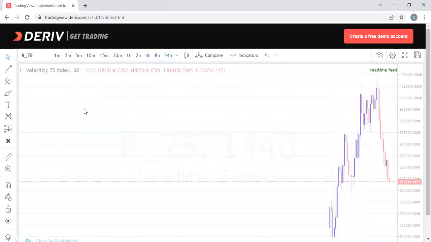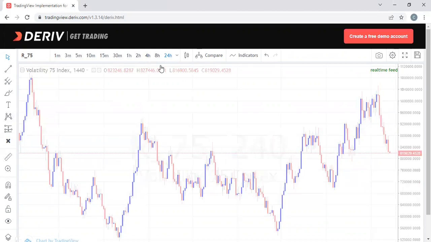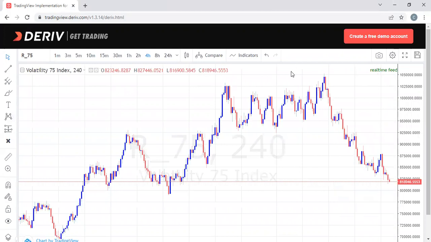Here's the daily time frame. This is Volatility 75, one of the most traded pairs on the financial markets. This market is getting bearish, seriously bearish. Let's go to the 4 hour time frame. Wow. Okay.